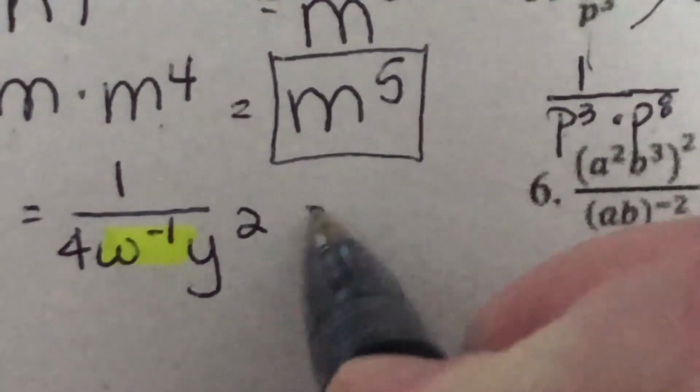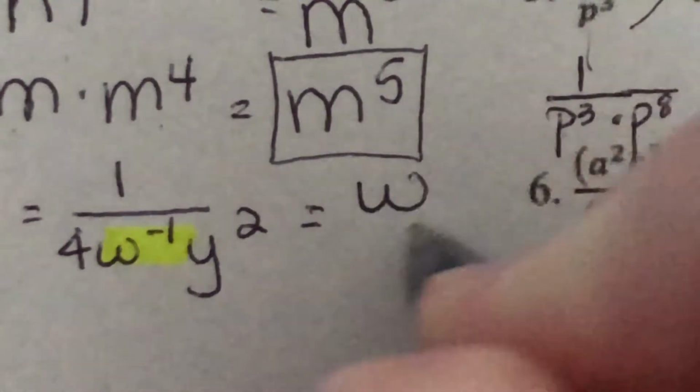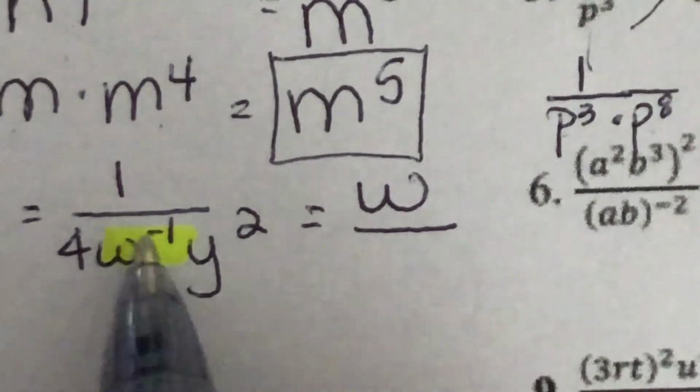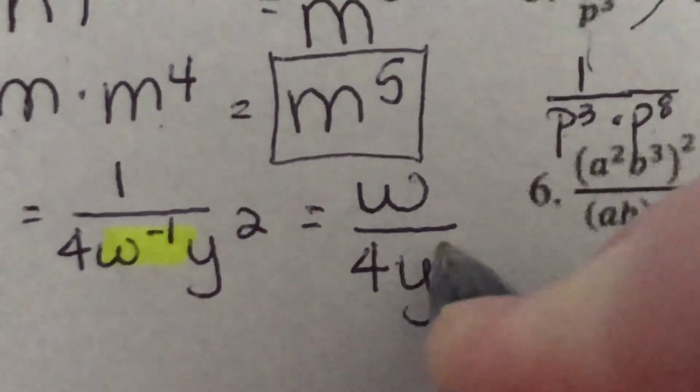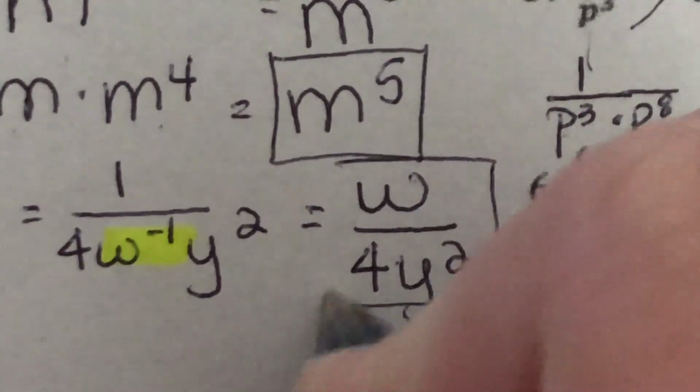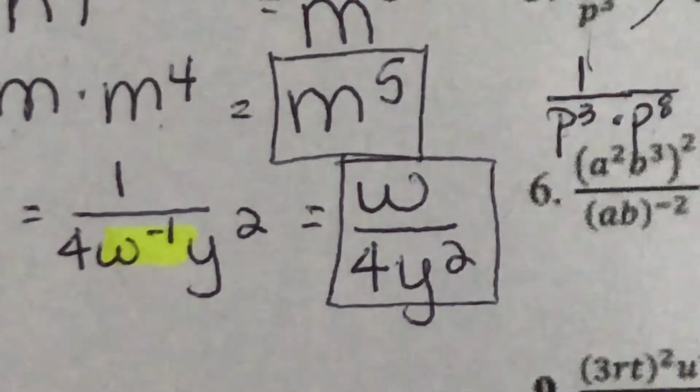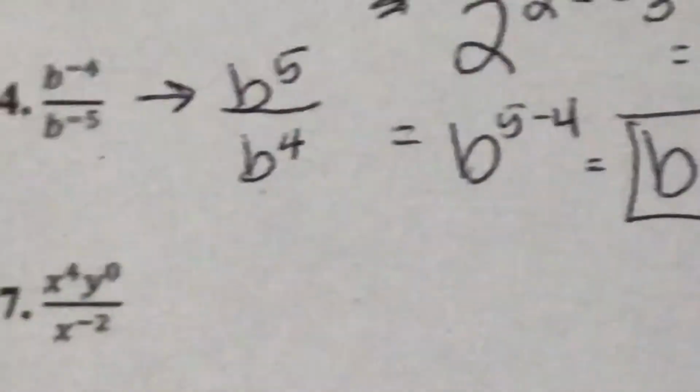Okay, so I'll go w on top. And then it's not on the bottom anymore since I moved it up. So on the bottom, I'm left with 4y squared. And that's it. All right, I'm starting to run these together. Let me skip around a little bit.